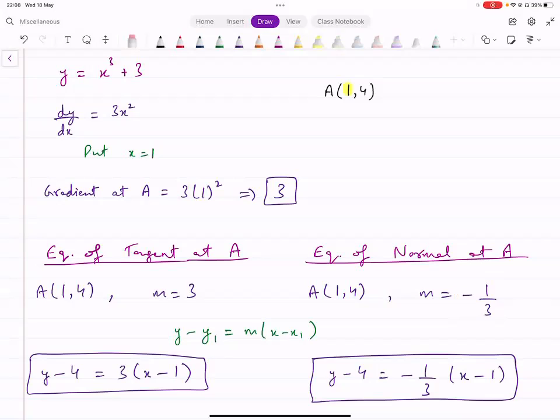And again, you've got the same point A के ऊपर आपको normal find करना था. You've got the point, you've got the gradient. Again, you can use this form, y minus y1 equals m into x minus x1, and that is going to give you the equation of the normal as well. All right, so that's how you find equations of tangents and normals using differentiation.